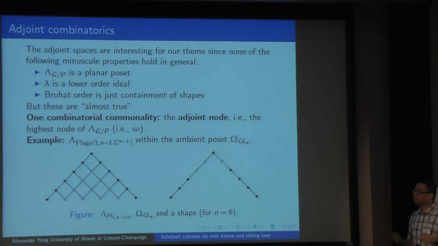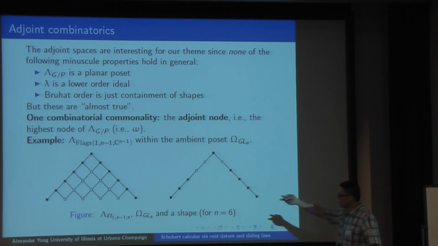First of all, none of the three properties I've been harping on are true. It could be that the lambda G mod P is non-planar, and I'll show you an example in a moment. It can be that our root theoretic Young diagram is not a lower order ideal, and it can be that Bruhat order is not containment. But in some sense, this is the simplest case from various perspectives where this sort of thing fails. And so our problem is to try to understand whether or not we can analyze these things. One combinatorial commonality: there's something called the adjoint node, the highest node.